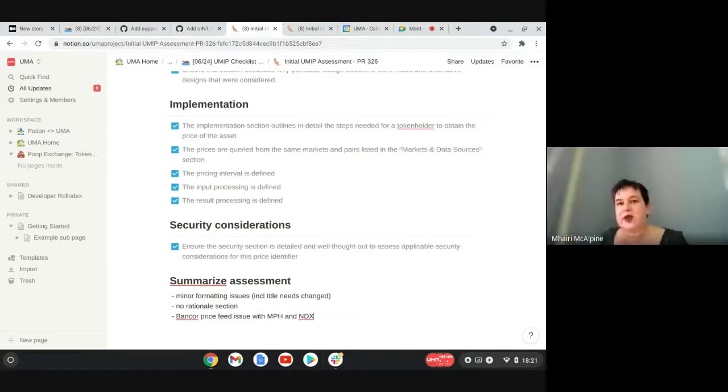Is there anything on the engineering roadmap about creating price feeds for Bancor? Is it on anyone's radar? No. How big an issue would it be to get on the radar?